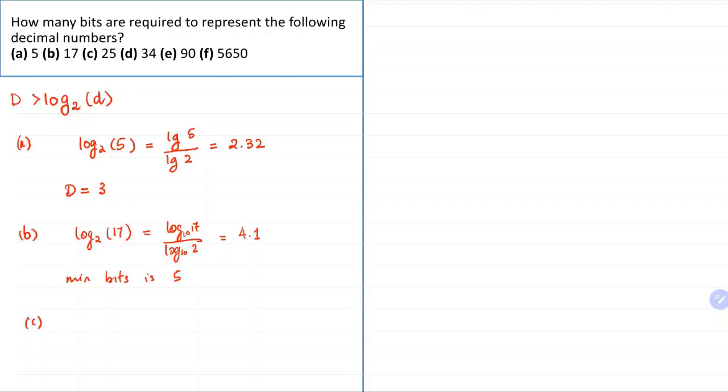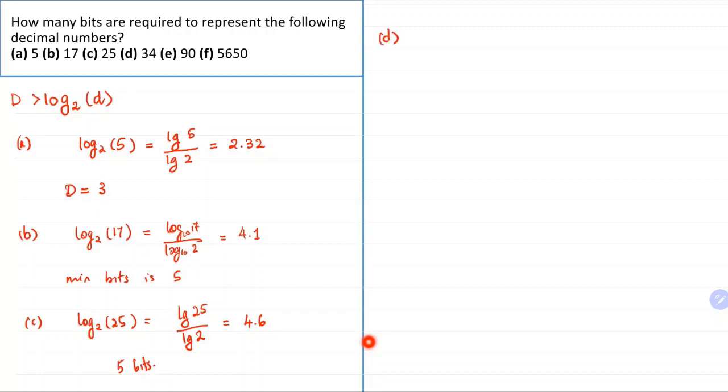And 25, so log 2 of 25, log 10 of 25 divided by log 10 of 2. That will be 4.6. Again, we need a minimum of 5 bits to represent 25.